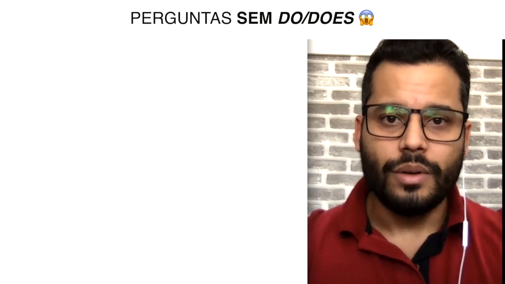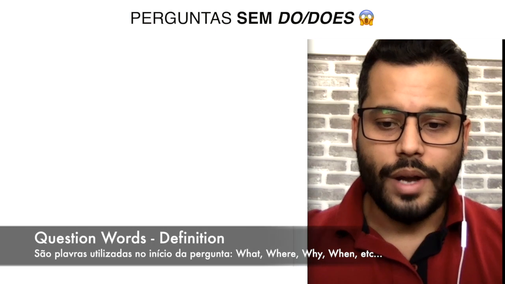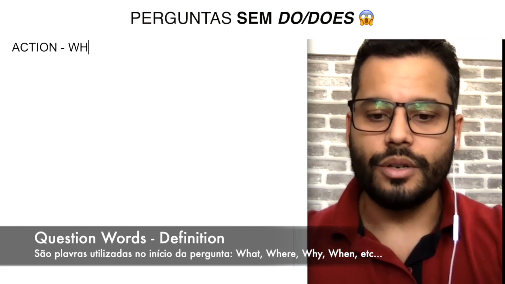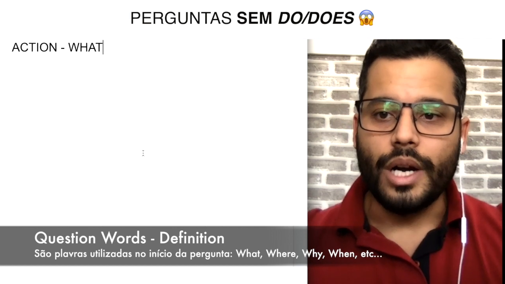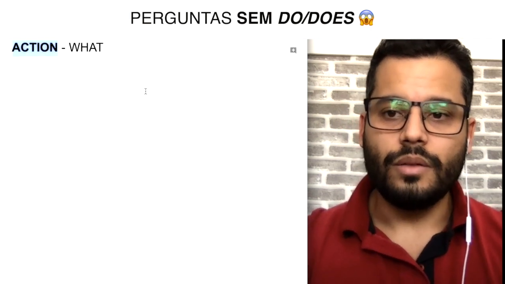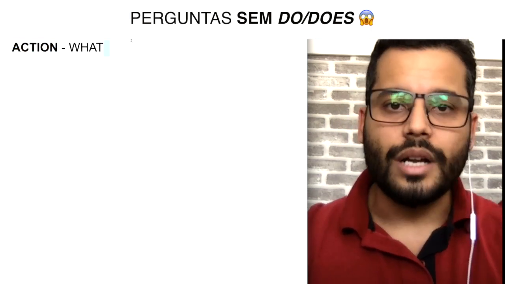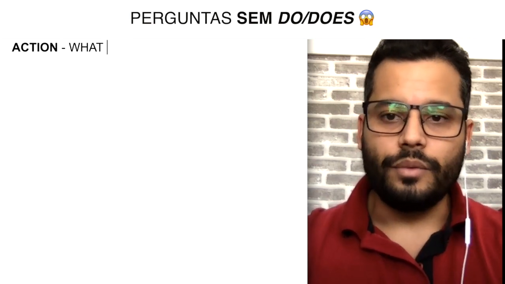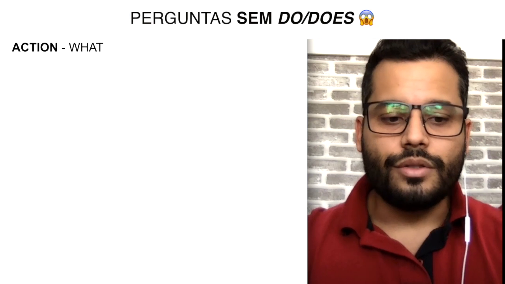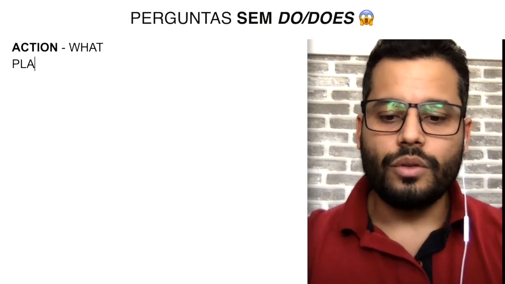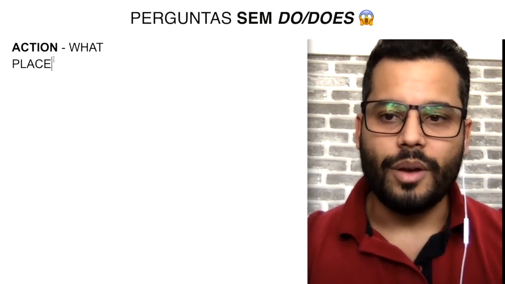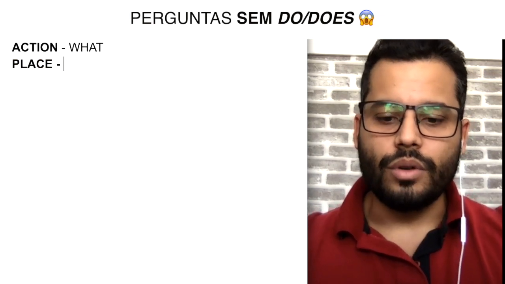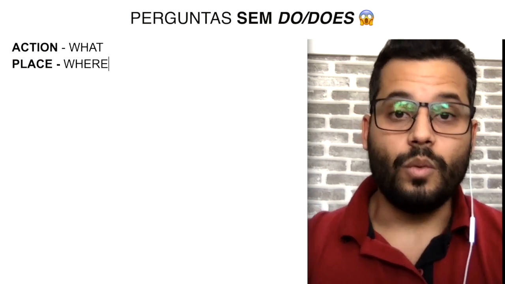Let's quickly review the question words. The question word we use for action is what? All right, memorize this. For example, what are you doing now? What is your father doing now? We use what for action. Question word for place, remember? Let's check your memory. For place we use where.